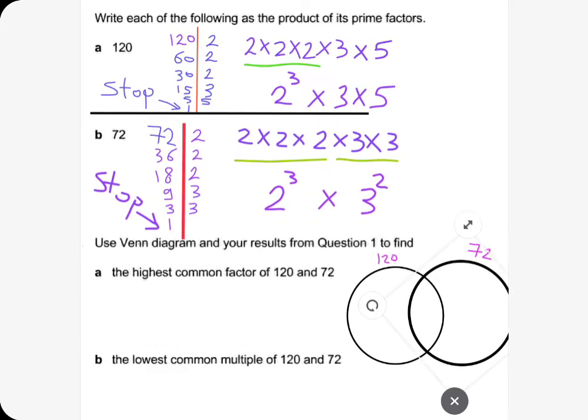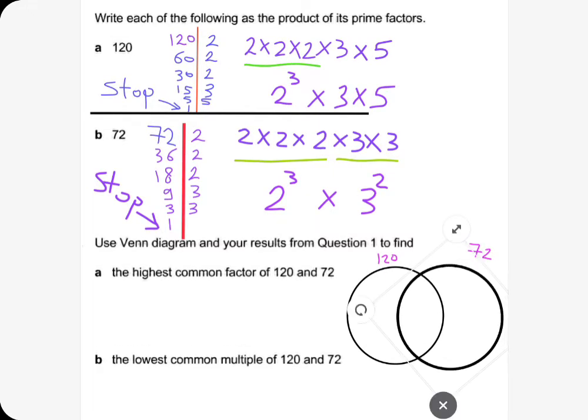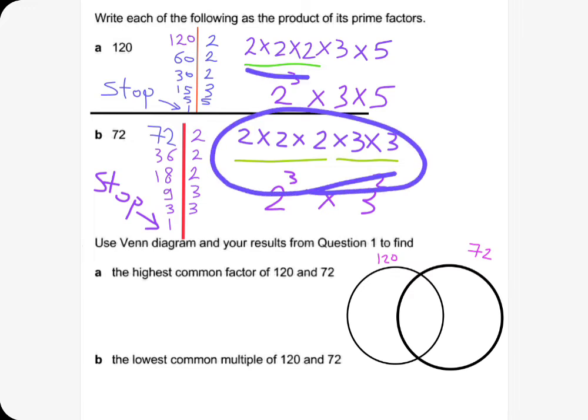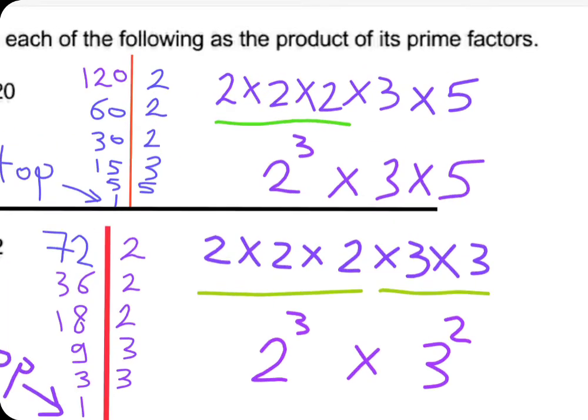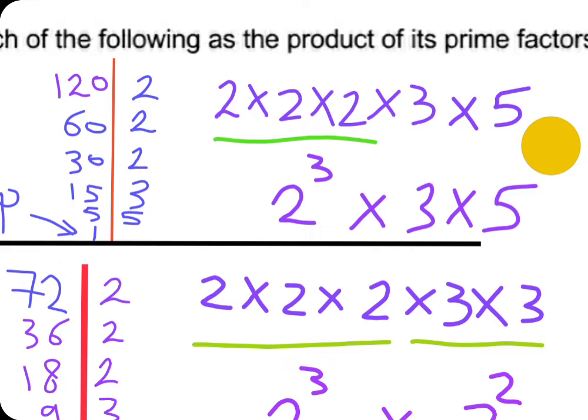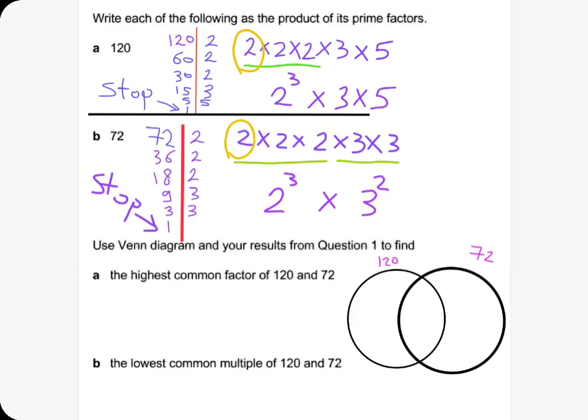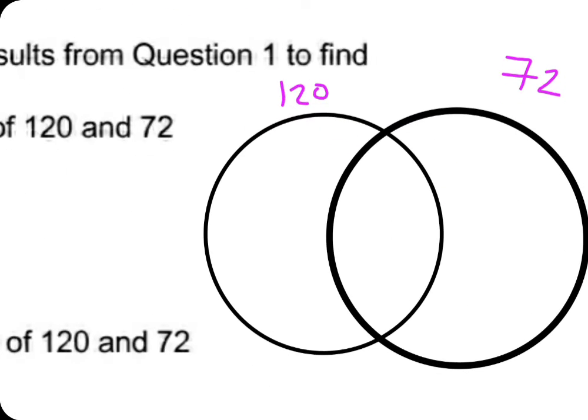How do we know them? We know them from this and this. If they are common, we take one of them and put it in the middle. Let's take a look. We have 2 here, so we take one of them and put it in the middle. So we're gonna put 2, good.